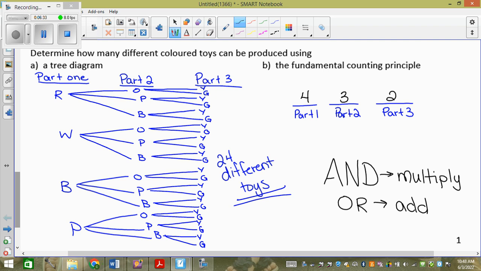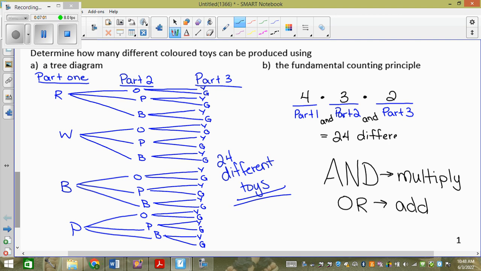Because if I can take this, or I can take this, or I can take this, I'll take this many options plus this many options plus this many options. Or it makes sense to add. Because I would take this many options and then I would add these ones and add these ones. And means I need these ones and these ones and these ones, so I'm going to multiply. So if I need part 1 and part 2 and part 3, like if I can use the word and in between all of these, I'm going to multiply and I just use little dots. Multiplication, which equals 24 different toys.